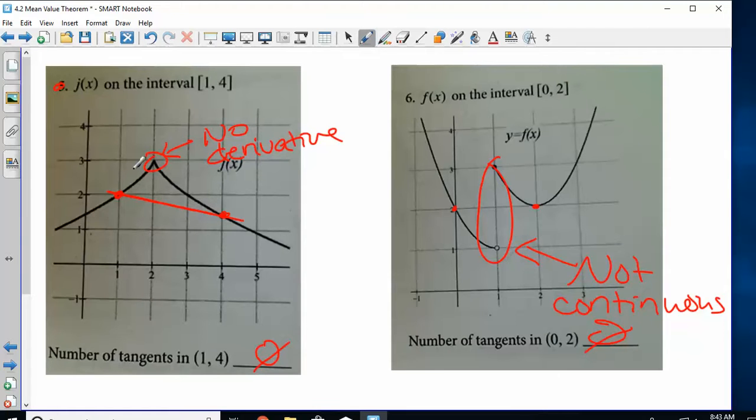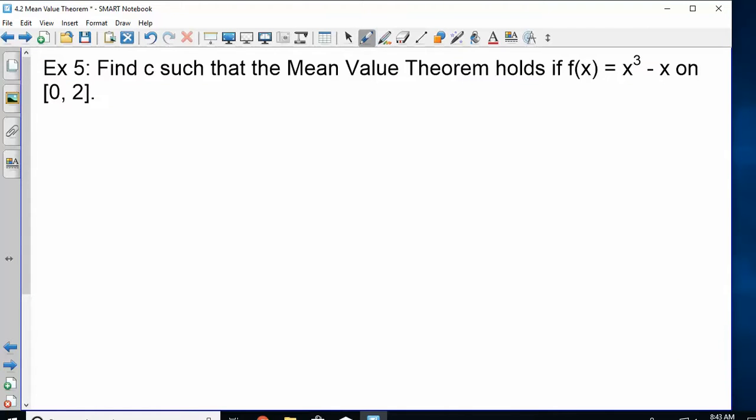Let's do one. So I want to find a number that will make the mean value theorem work for my function f of x equals x cubed minus x on the interval 0 to 2.